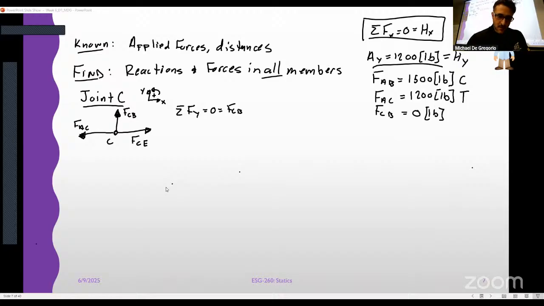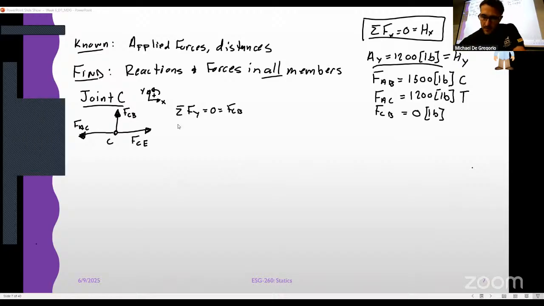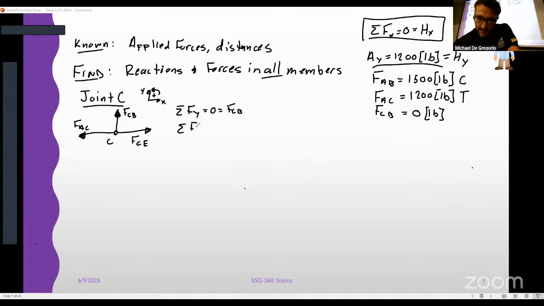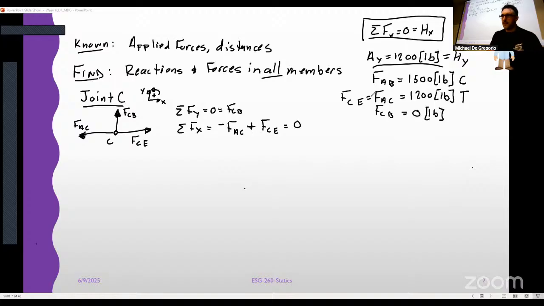Okay. Next thing, sum forces in the x direction. This one's very interesting. Okay, so we found out that this and this are equal. There you go. FCE and FAC are equal, right? That's joint C.